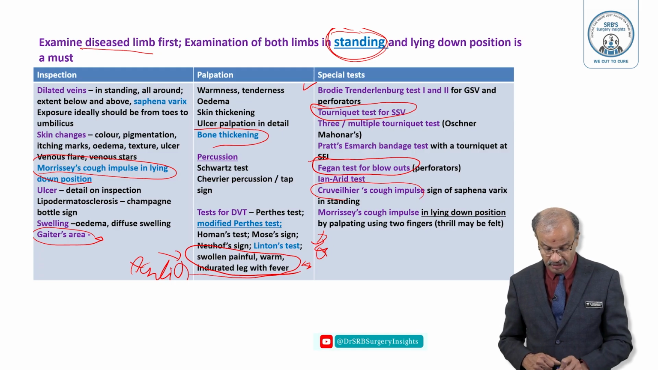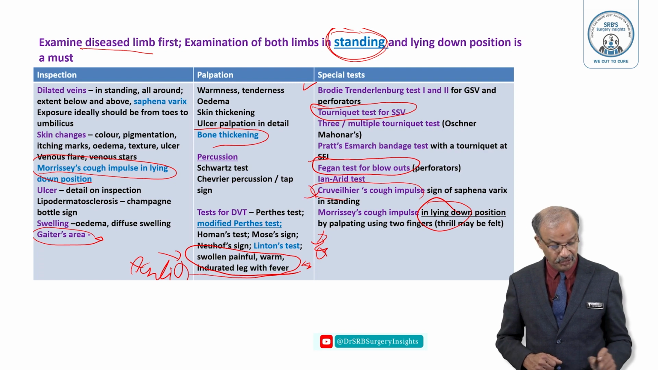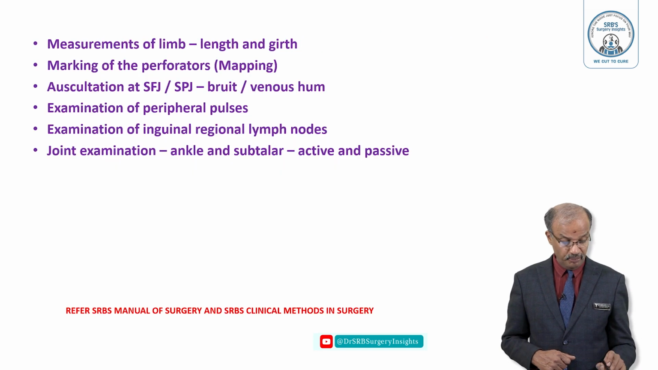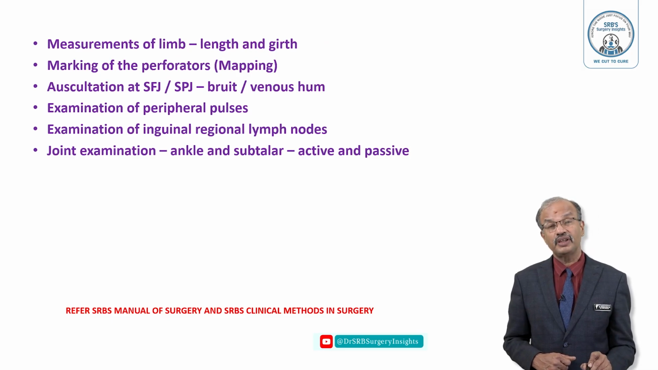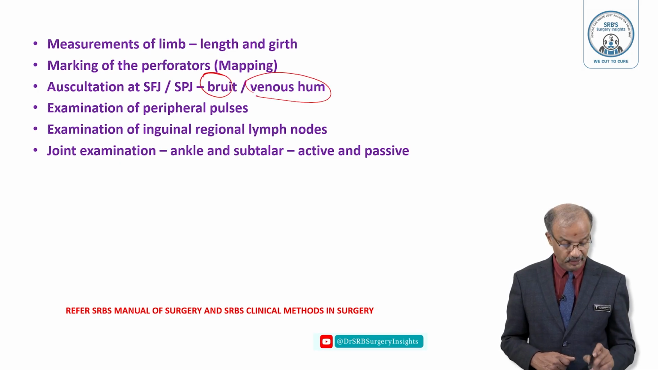And Cruveilhier sign. Morris's is in the lying down position, MCQ question. This is the standing, don't get confused. Morris's cuff impulse is in lying down position. And measurement of limb is important, marking the perforator is important, as already told. Auscultation over SFJ and SPJ for AV fistula. This is for AV fistula, bruit for AV fistula, venous hum for venous component.